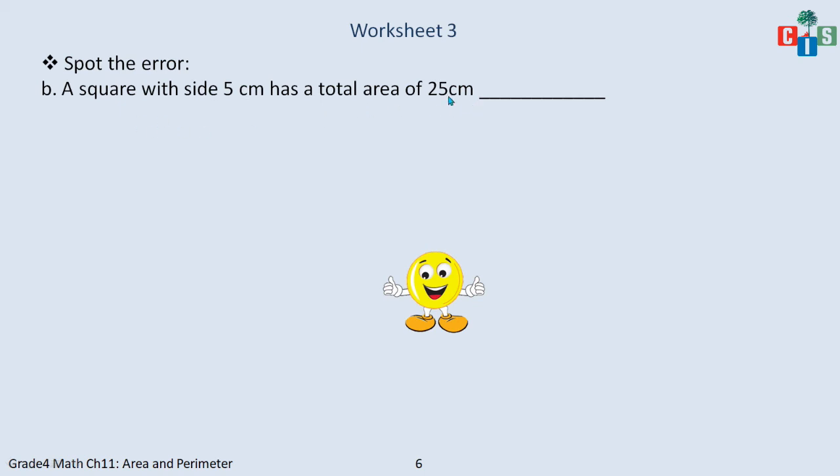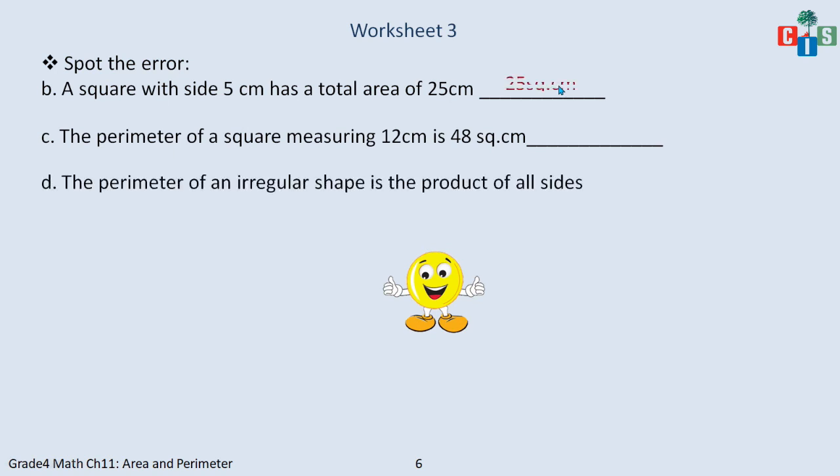Yes? No. It's been asked the area. So what is the unit for area? It's square units. So square is missing here. So the answer is 25 square centimeter. Fine. Now the next is: the perimeter of a square measuring 12 centimeter is 48 square centimeter.